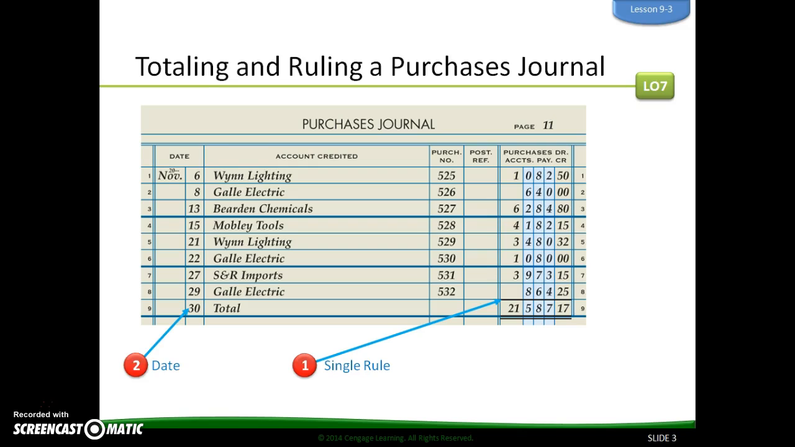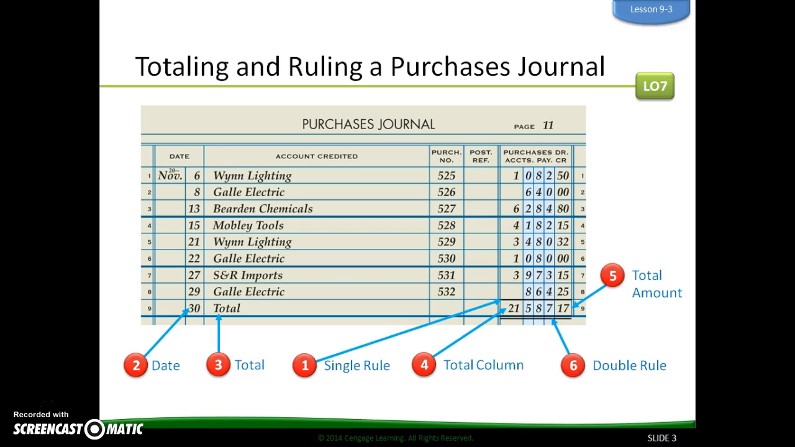Make sure that we know that the date that I'm totaling this up is the 30th because it's the end of the month. Here's my total column. And then I know I have a total amount here because I have the double rule under it. Remember, the double rule means that we have verified the amount in that column as correct. So we're just going to make sure that we know that the purchases journal is totaled and ruled, so the double rule line, the 2 lines at the end of the month, to prepare for posting.